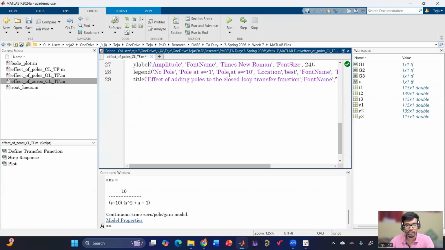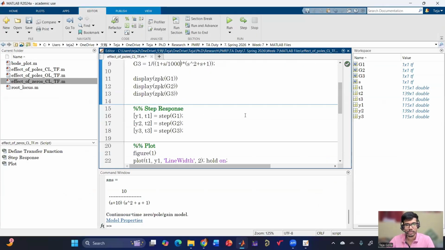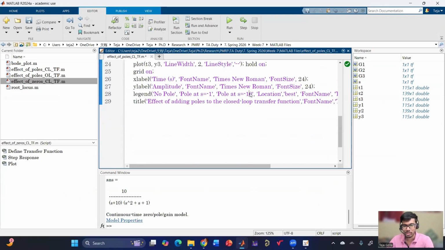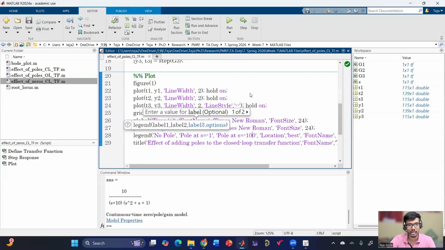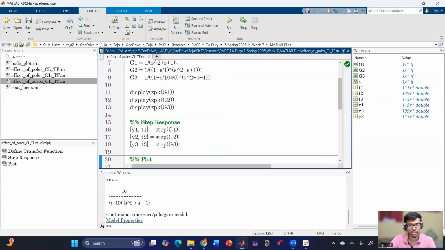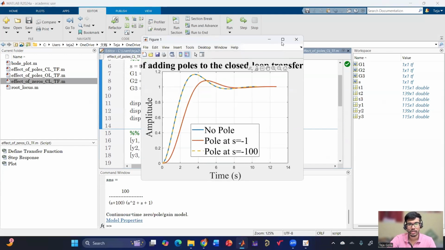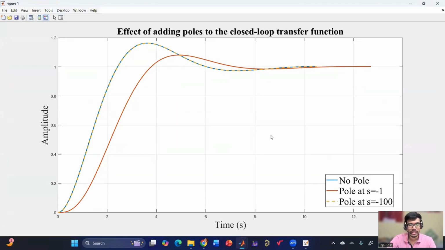So I'm keeping it far away. I'm considering one at -1, one at -100. In this case, the s equals -100 case is matching the original transfer function as if the pole doesn't have any effect. So similar to the zero, if the pole is far away from the imaginary axis, it will not have any impact, or I should say it will have negligible impact.